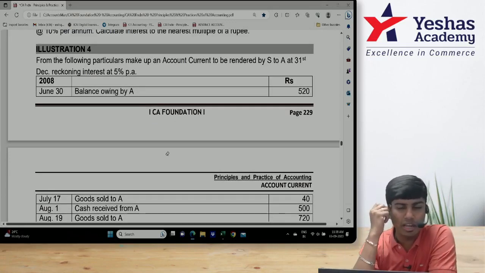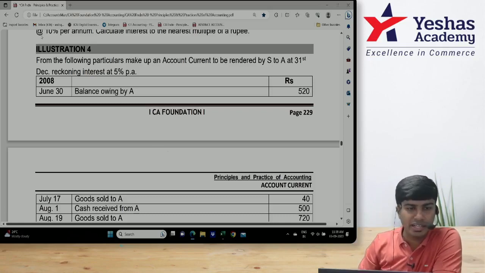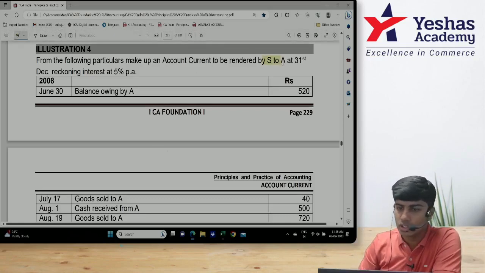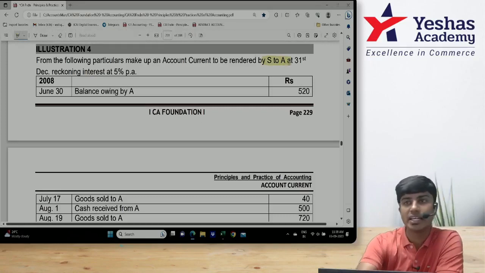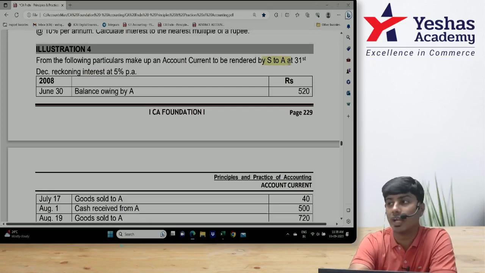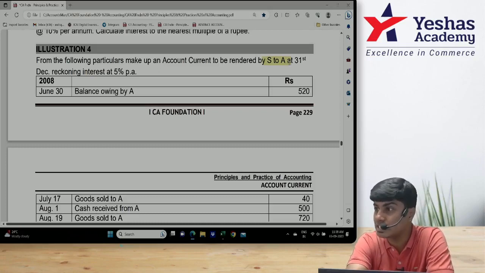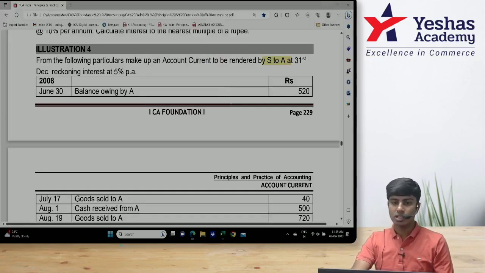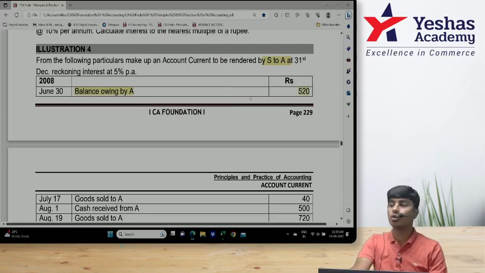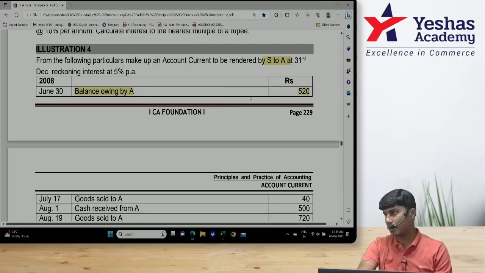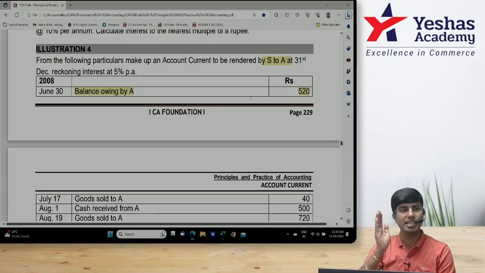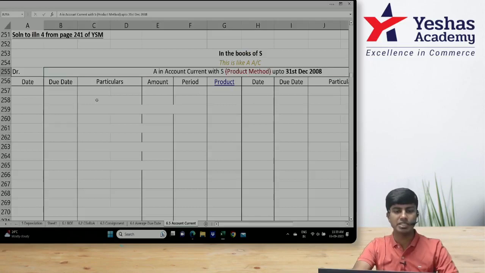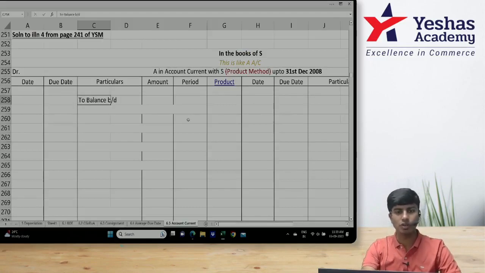Start. From the following particulars, make up an account current to be rendered by S to A. Who's preparing it? Whom is it given to? So we're doing the account current for S, in the books of S, A account. Shall we start? Okay, read the first one. Balance owing by A, 520. Balance is owed by whom? For S, it is receivable. We're doing it from S's perspective. Isn't it an asset? Asset opening balance, debit side. So I'll write 'To balance brought down'. Did you understand this, A in account current?